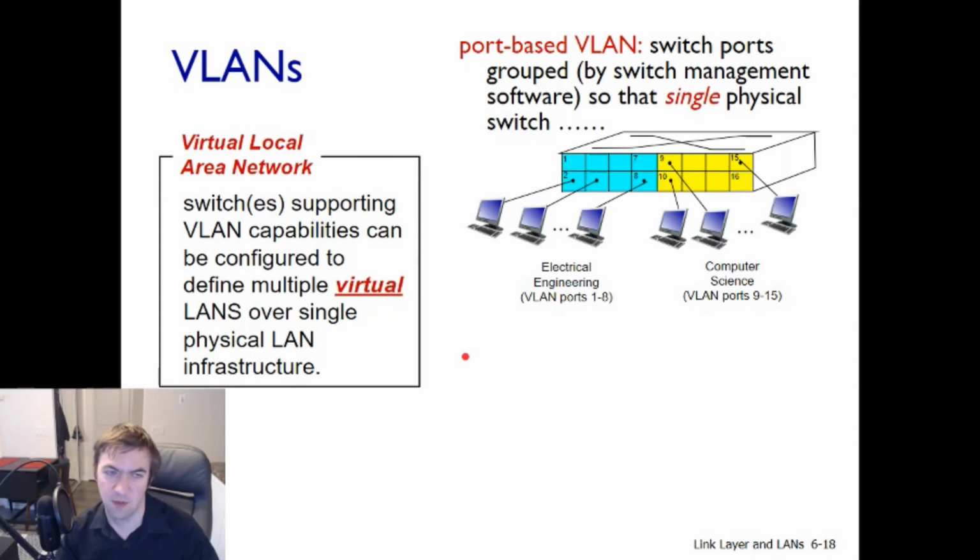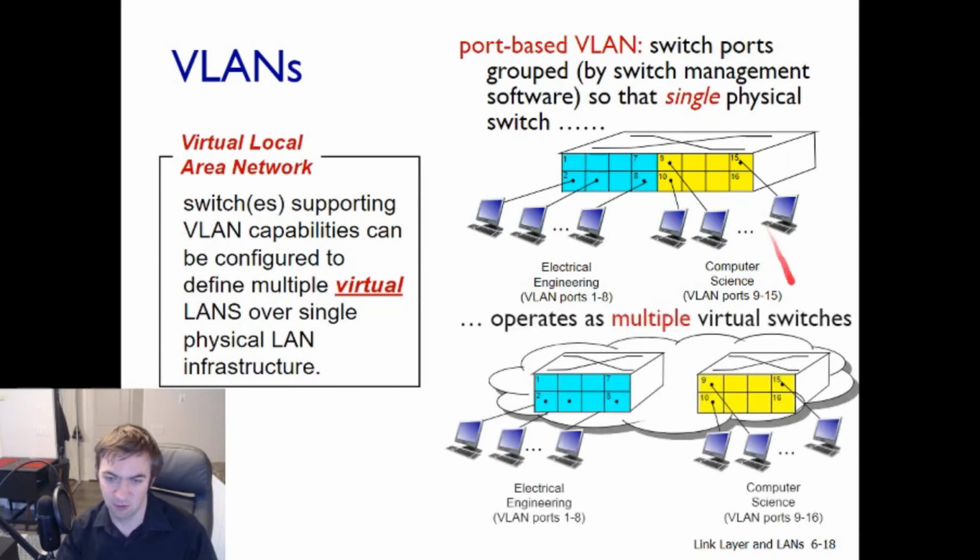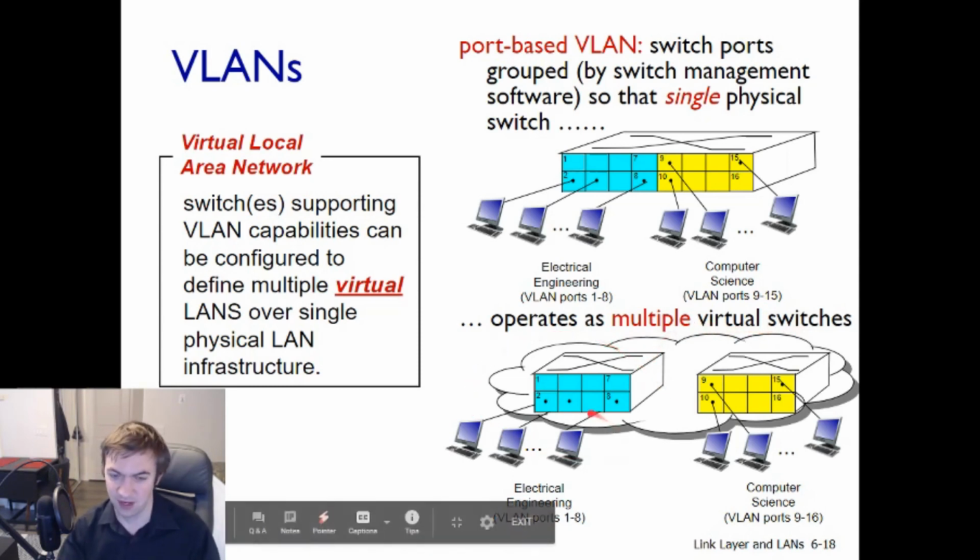One way to solve this problem is with switches that support virtual local area networks. These switches can be configured so that they have multiple virtual networks over a single physical structure. So here you might have a single physical switch which is divided into 2 parts. That way those in electrical engineering who use ports 1 to 8 are separated from those in CS who use 9 to 15. And so what ends up happening is it's sort of like you have multiple switches from a virtual perspective, split into half on one side, half on the other side.